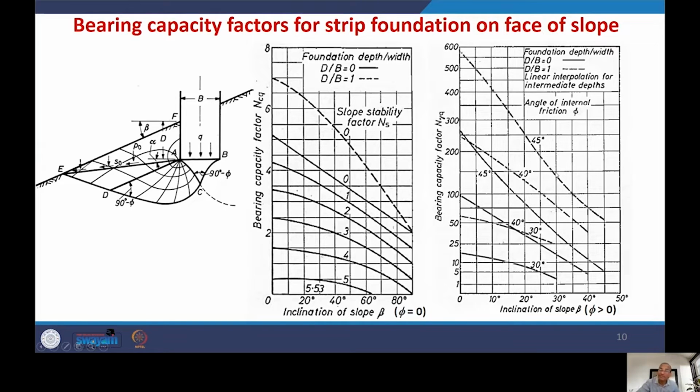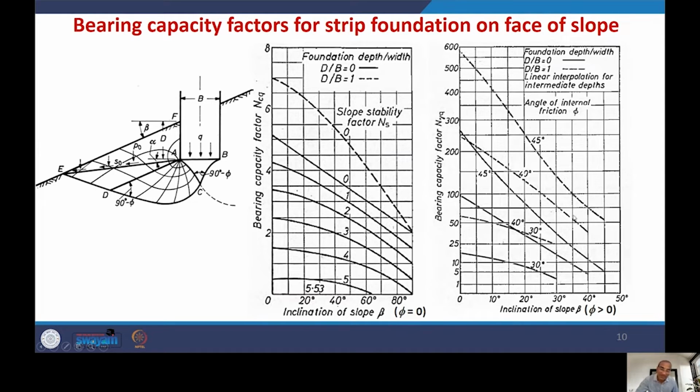And again, there are two cases. One is d by b equal to 0, which is the solid line, and d by b equal to 1, the dotted line. When d by b equal to 1, it is expected that the bearing capacity factor will increase because depth of footing is increasing. Okay. And the effect is shown here for phi of 30 degree, 40 degree, and 45 degree. For three values, you have 6 curves here. So for each angle of internal friction, you have 2 curves, one belonging to d by b equal to 0 and the other to d by b equal to 1.